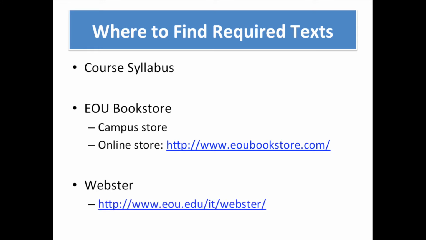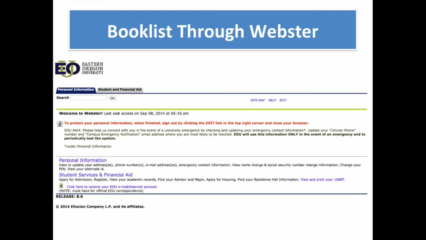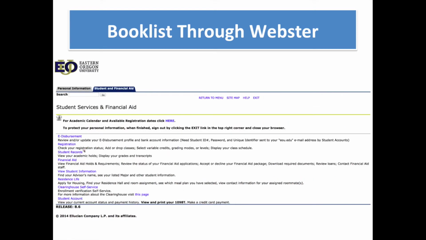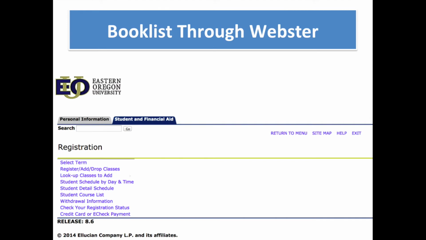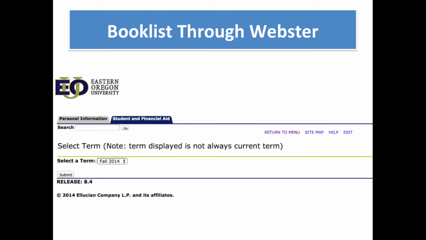The easiest way to get your required text is actually to log into Webster. To do this, you will log into your account and then click on Student Services and Financial Aid. By the way, feel free to pause, fast forward, or rewind this video at any time to help you with these steps. On the next screen, you will click on Registration. Then you'll go to Register, Add, Drop Classes. And then you'll choose the term for which you are buying books. And then make sure you click the Submit button.